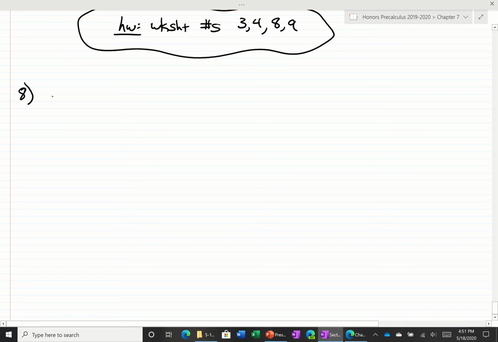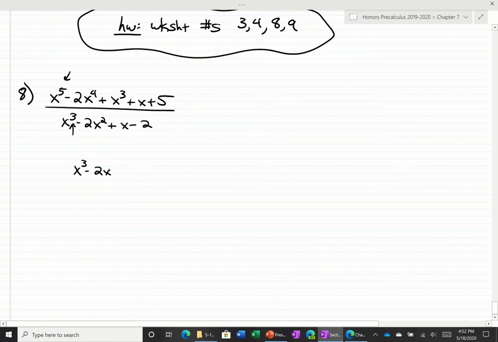For problem number 8, it says we're going to decompose x to the 5th minus 2x to the 4th plus x to the 3rd plus x plus 5 divided by x to the 3rd minus 2x squared plus x minus 2. So we have to do long division because the top numerator power is larger than the bottom. So if we do that, x to the 3rd minus 2x squared plus x minus 2, and divide it into x to the 5th minus 2x to the 4th plus x to the 3rd plus no x squared plus x plus 5.